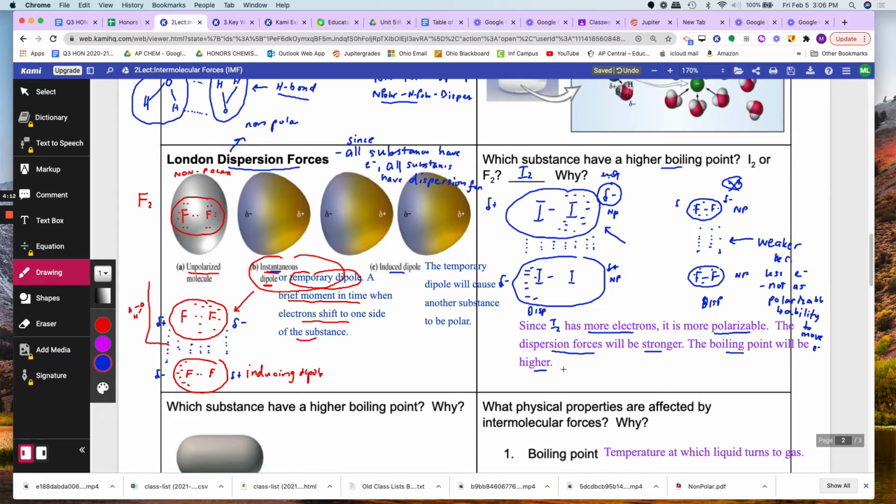Okay, so now you can see that the strength of the dispersion force can tell you properties of the substance. Will it boil? Will it not boil? Will it be a liquid at this temperature? Will it be a solid or a gas at this temperature? In fact, fluorine is a gas at room temperature because the bond between them is so weak, whereas I2 is a solid because the bond between them is so strong.